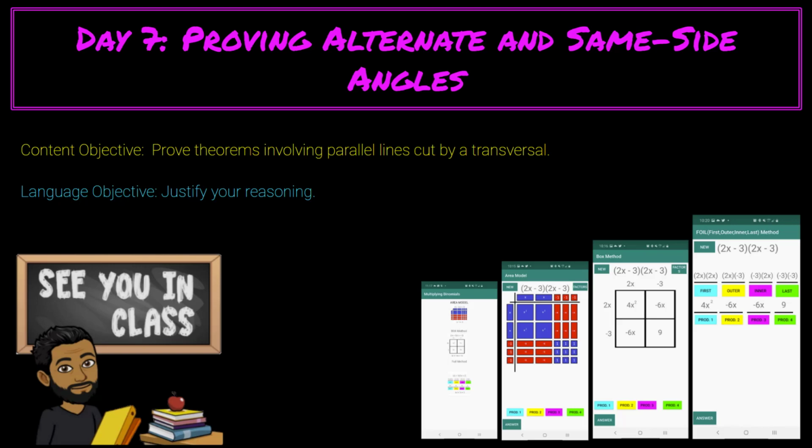Welcome back. Today is day 7 of our angles relationship unit. Today we'll be proving alternate and same side interior angle relationship. This will wrap up the angles pairs unit.